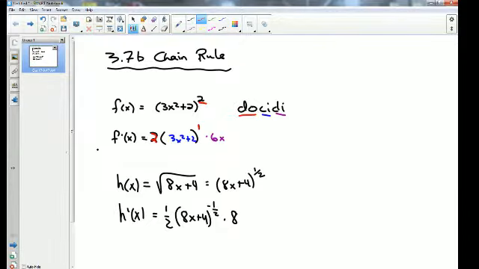So I'll color code this: derivative of the outside, copy the inside, derivative of the inside. Okay, same as the other one. There we go. Okay.